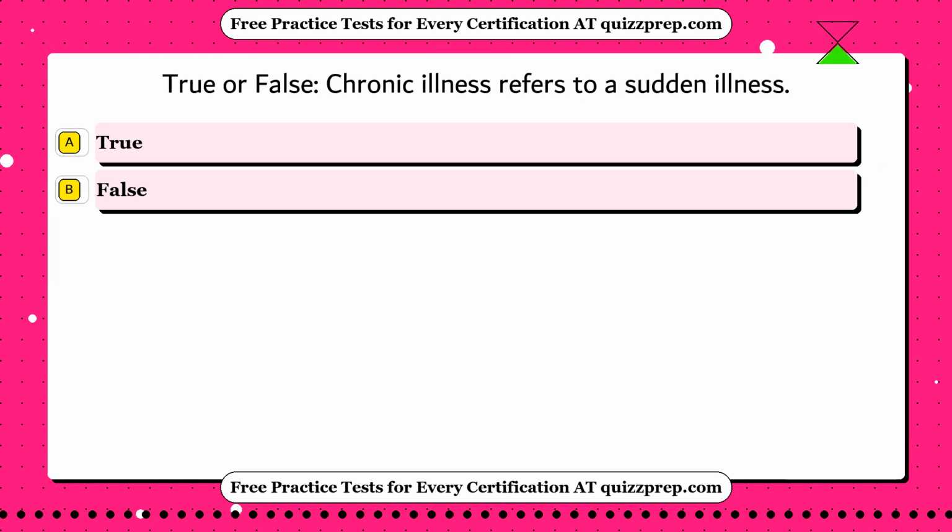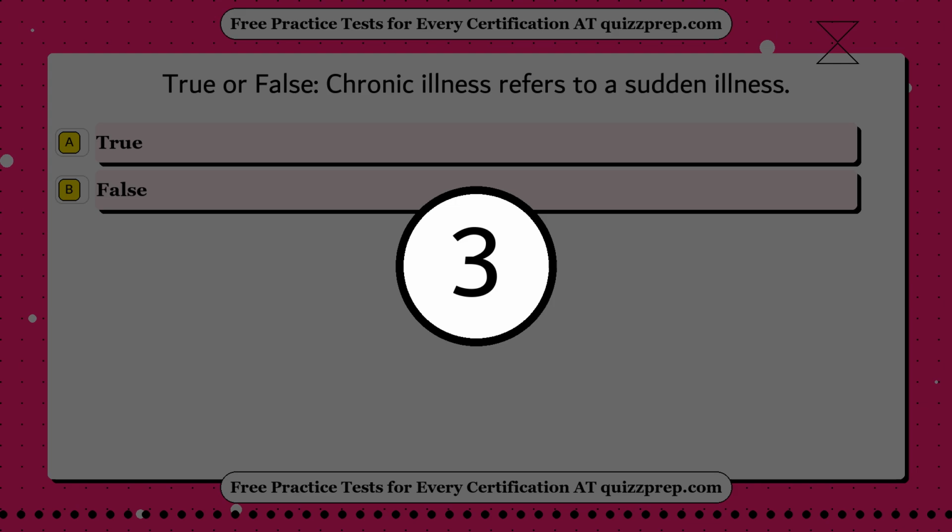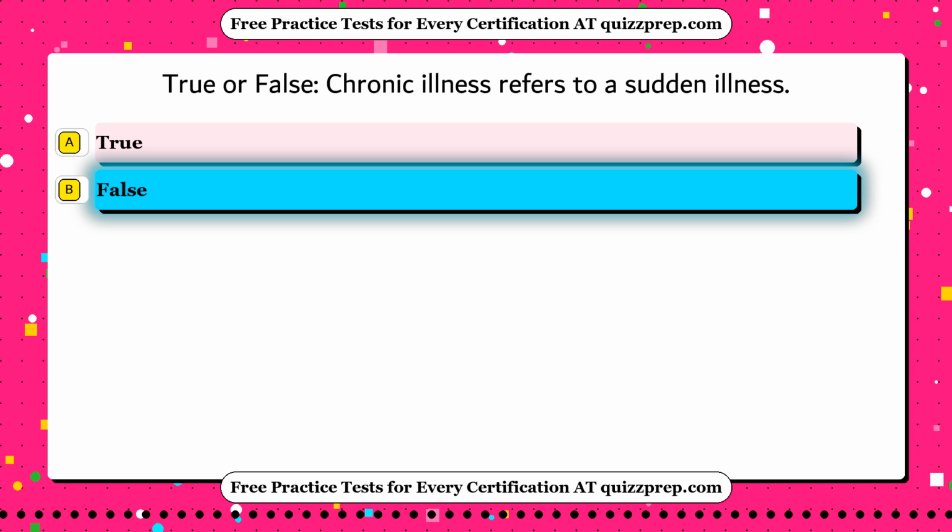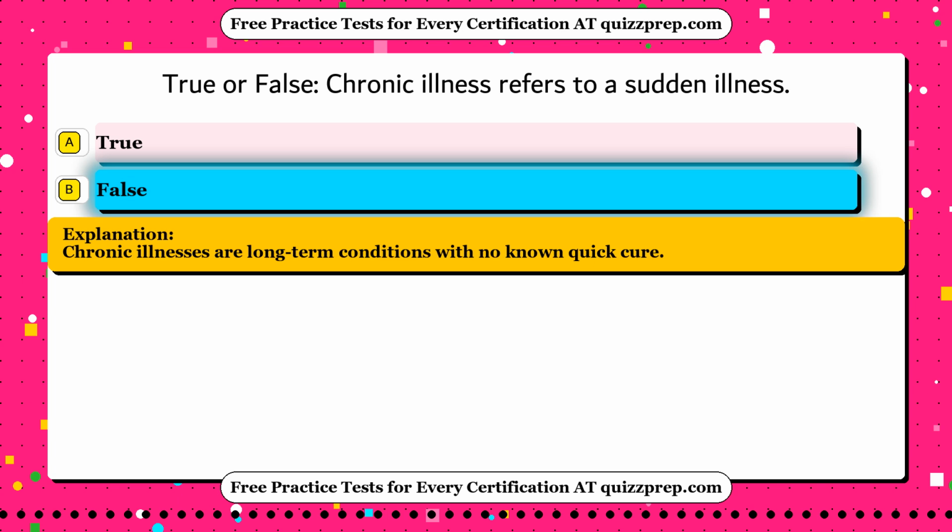Question 146. True or false, chronic illness refers to a sudden illness? Option A, true. Option B, false. The correct answer is option B, false. Chronic illnesses are long-term conditions with no known quick cure.